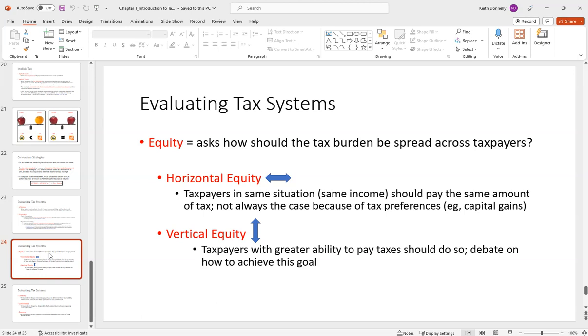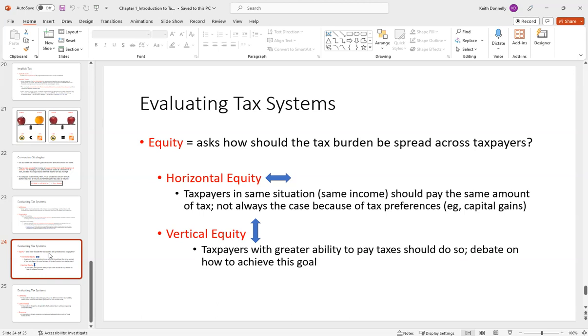Now, horizontal equity says this, right? Taxpayers in the same situation, that is to say, who have the same income, should pay the same amount of tax. So, hey, you make 50 grand and you pay 5 grand in tax. If I make 50 grand, I should pay 5 grand in tax. We will see that given tax preferences and treatments, this isn't always the case. So, for example, maybe you make 50 grand in wage income and you pay 15 grand in taxes. I get 50 grand in capital gain income and I pay $1,000 in taxes. So we will see that horizontal equity is not always achieved.